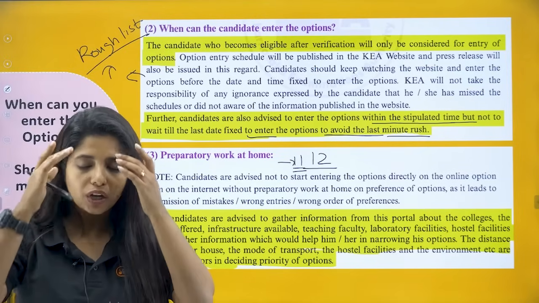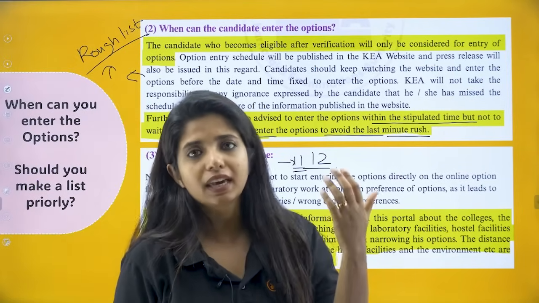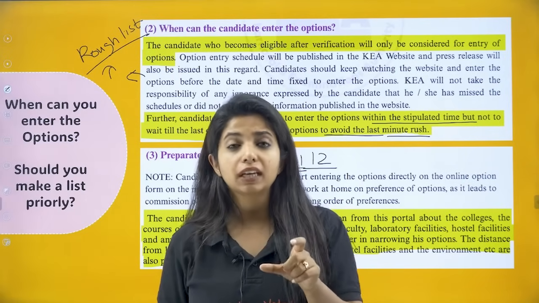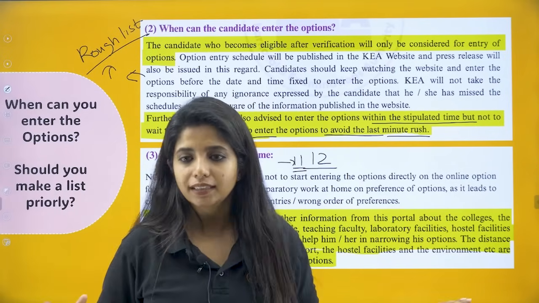So in general, when we make a video, we make videos on the basis of the KCET cutoff of the previous year. But that should not be the only standard way of choosing a college. There should be some additional aspects, and these are the additional aspects.